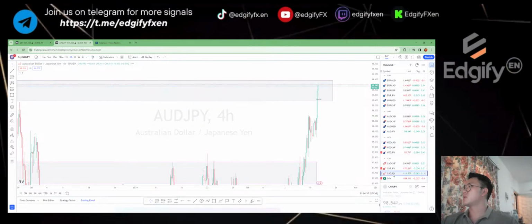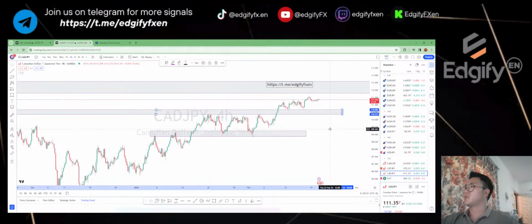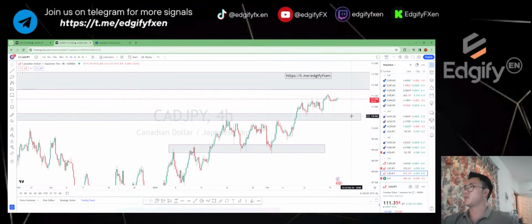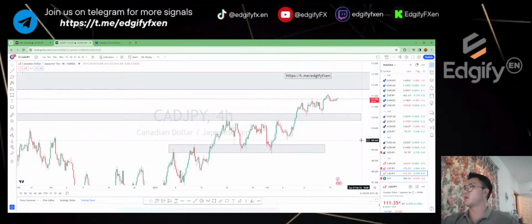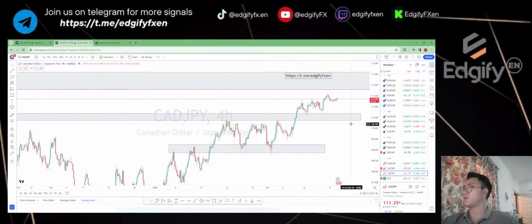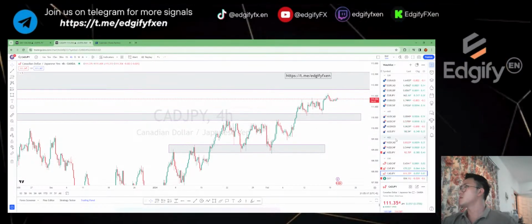Okay, CAD JPY. CAD JPY is basically in between my support and also my resistance. If you can see, my resistance, my support. It's in between. So if it's in between, I'm not going to look at this pair anymore, right? Until this price moves to either my resistance or my support. So for this pair, I'm not going to take a trade, okay?